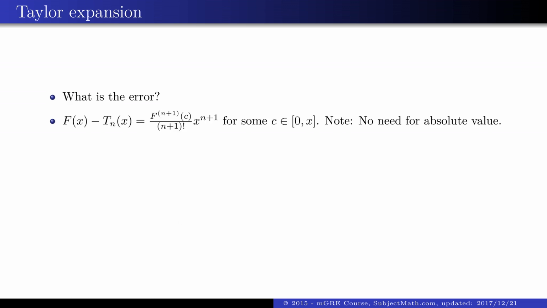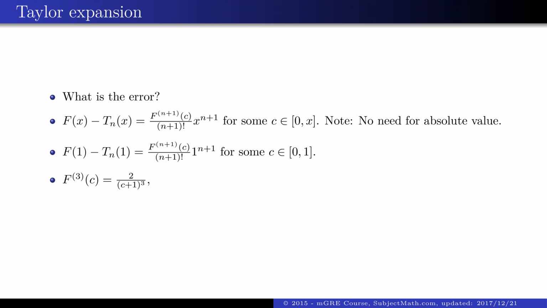Now for the error. The main theorem in this context gives us a formula for the actual difference between the function and the estimation. Note that we know n, we know x, and c is the only variable here, although it is bounded between x and 0. In our case, we get this formula for the error.